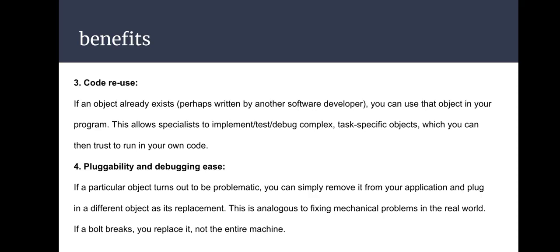So by using objects, we will use a class, because we write the properties of the object in the class, and we can inherit the class. Suppose that we have one class and want to inherit the properties of that class into another class, then this procedure is called inheritance. Fourth is pluggability and debugging.